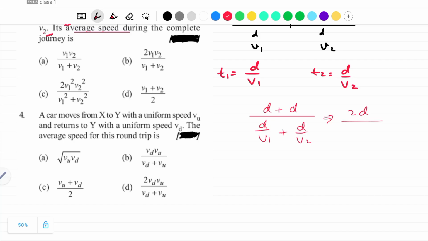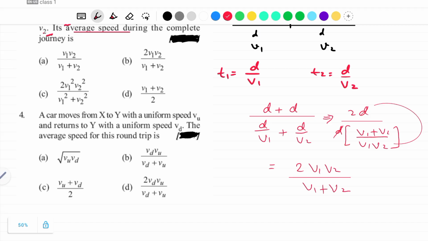And here you can take d as common, and the LCM will be v1 v2. So here comes v2, here comes v1. Students, d and d will get cancelled. And this v1 v2 will be multiplied with this upper part. So it will become 2 v1 v2 over v1 plus v2.